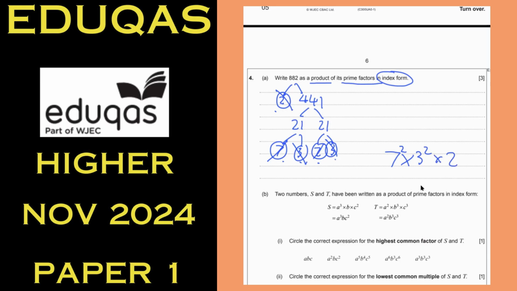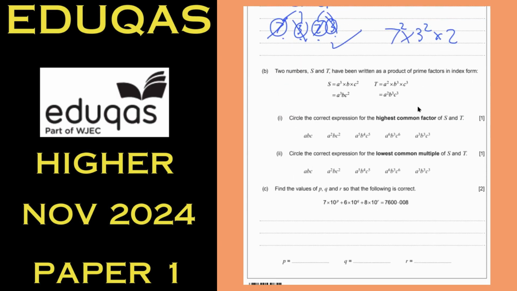Now they can be in any order, but they must have the powers. You must use index form. Lose a mark if you've got 7 times 7 times 3 times 3 times 2. That answer would score 2 out of 3. And if you've not got to that point, if you've only drawn a factor tree, that's what earns you the 1 mark.